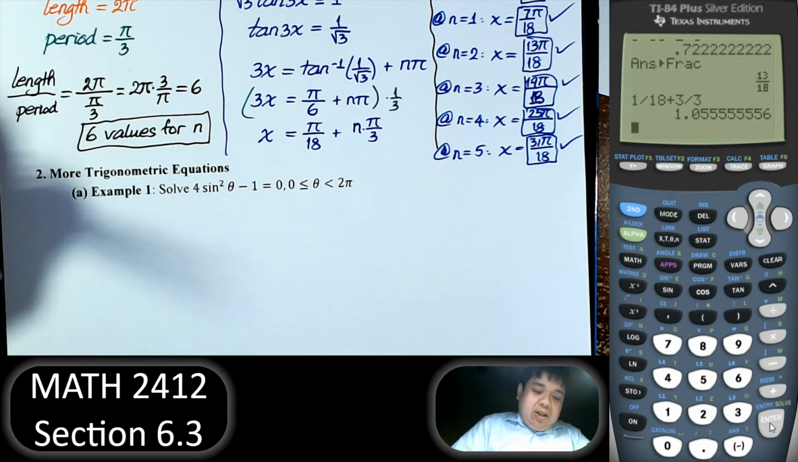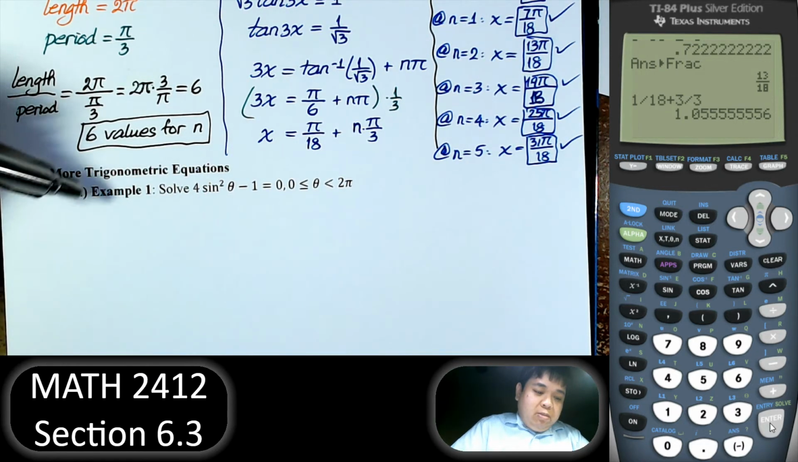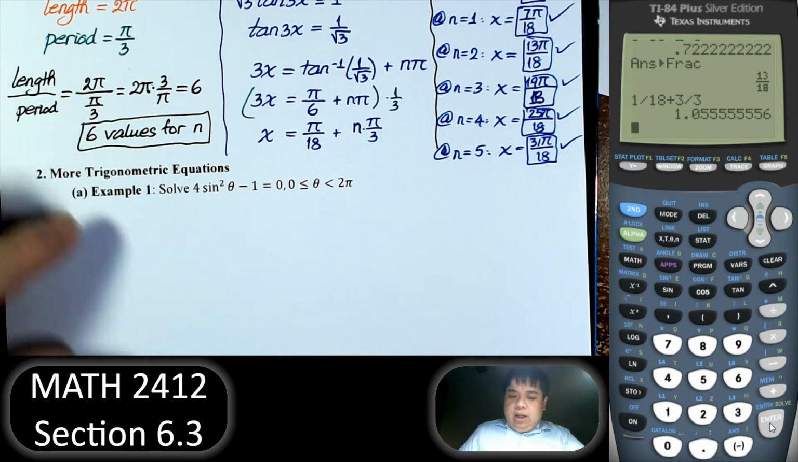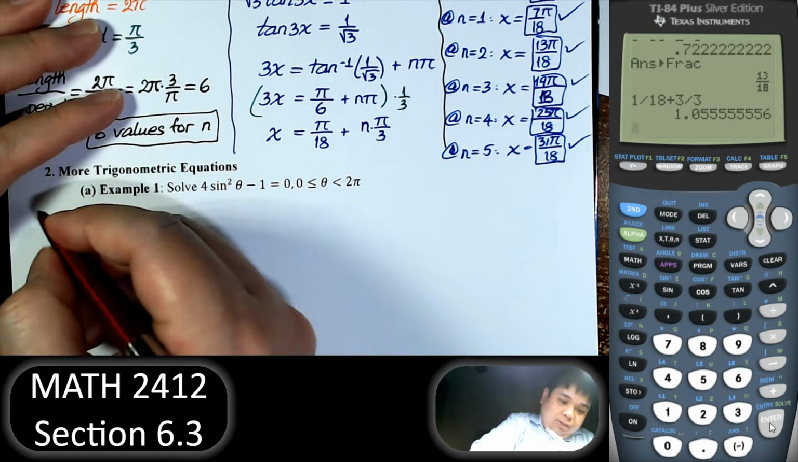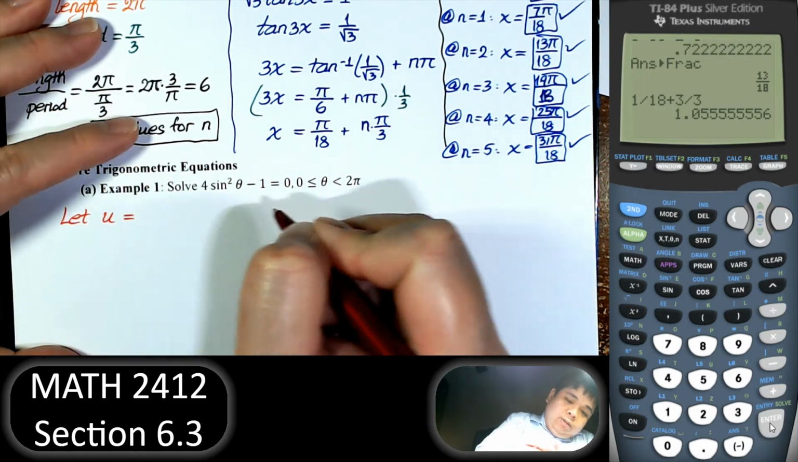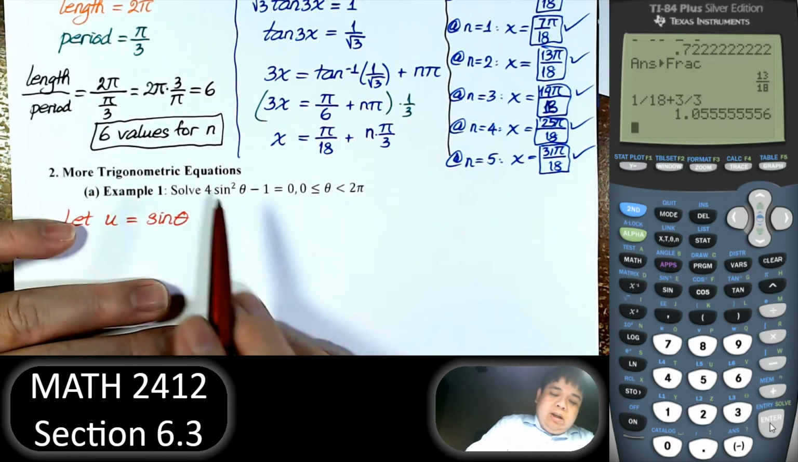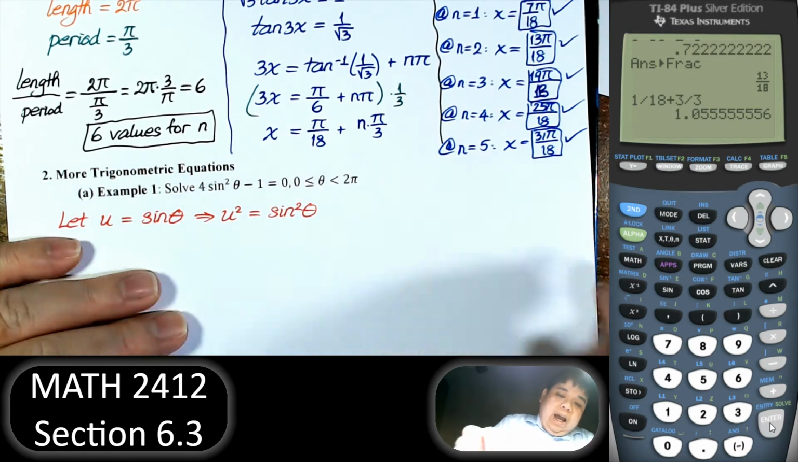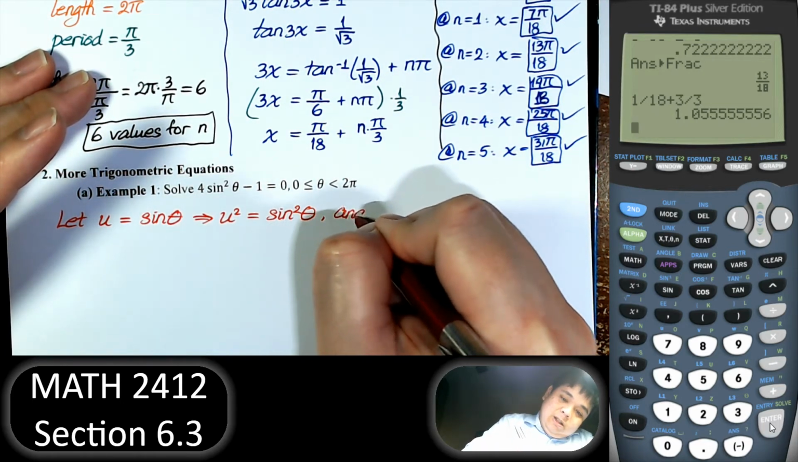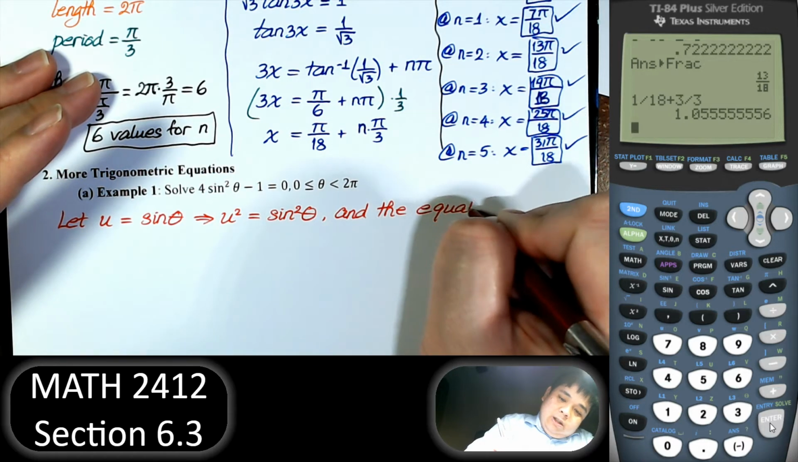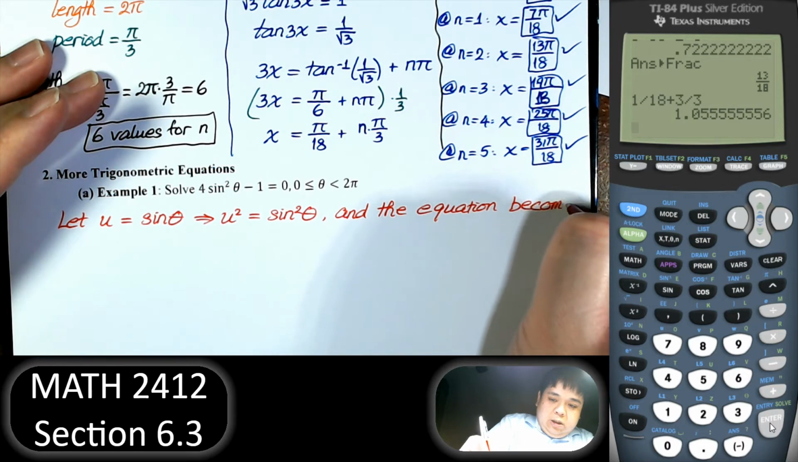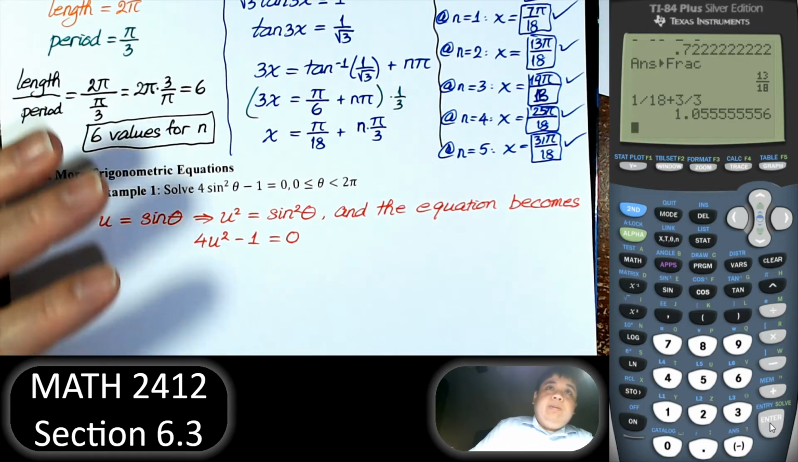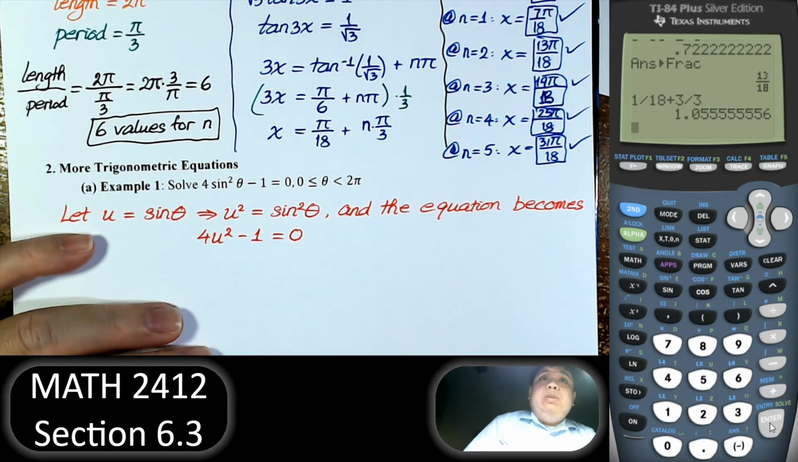Right, and now we go to a different type of problem, more types of trigonometry equations. Now we have 4 sine square minus 1 equal to 0. Now if we have just sine, if we let u equal to sine of theta, then u square equal to sine square, and the equation becomes 4u square minus 1 equal to 0. Right, so we turn this into a quadratic equation. This should be easy, right?